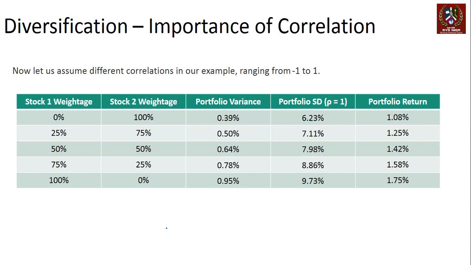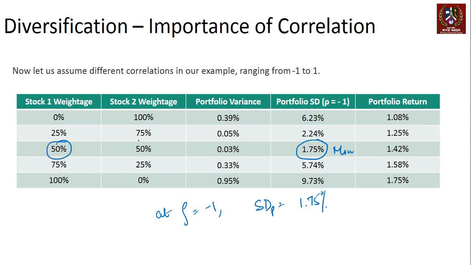At rho equal to 1, the minimum variance is 6.23, and there is a linear increase in standard deviation of the portfolio. It just keeps increasing. So if you were to plot it, it'll probably come as a line like this at rho equal to 1, right? At rho equal to -1, you find the minimum variance portfolio is this one. At rho equal to -1, the minimum standard deviation of the portfolio is going to be 1.75%, and that's at these weightages, right? Now let's try and plot all of these together.